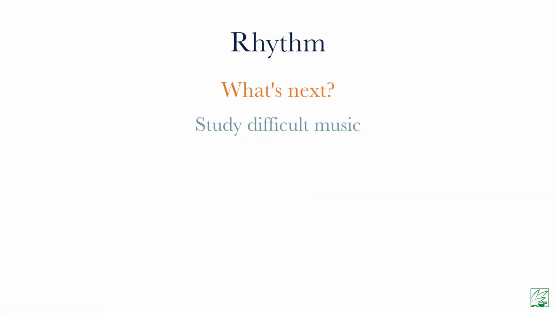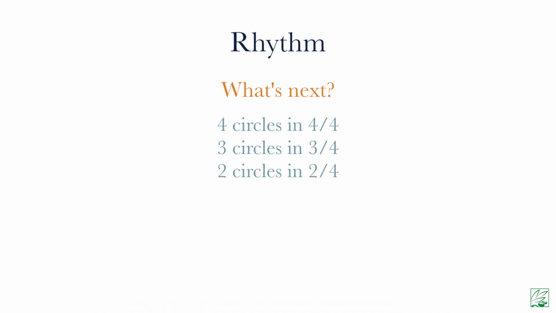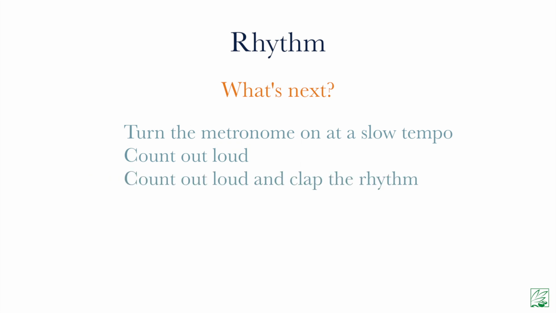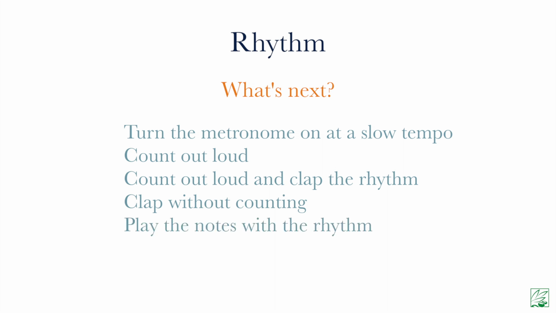Choose some music you are working on at the moment and write down how you would count each bar. Find 4 circles in 4/4, 3 circles in 3/4, and 2 circles in 2/4. Once you have done this, turn the metronome on at a slow tempo to start. Count out loud what you have written out. Then count out loud and clap the rhythm, always thinking about the feel of the rhythm. Then clap without counting, and then play the notes with the rhythm.